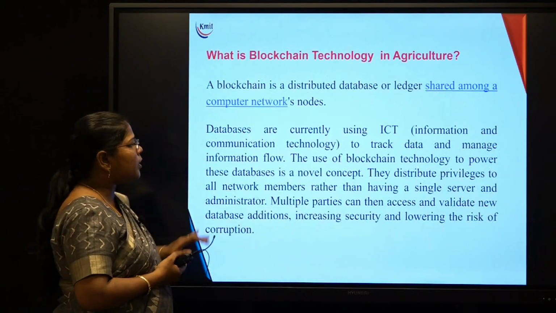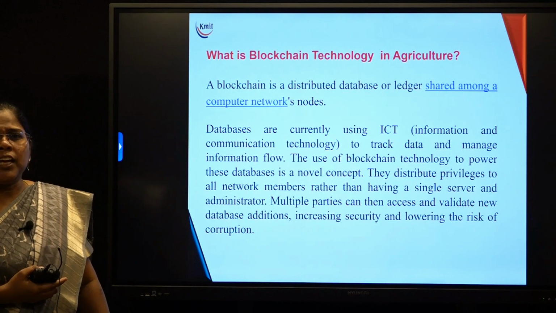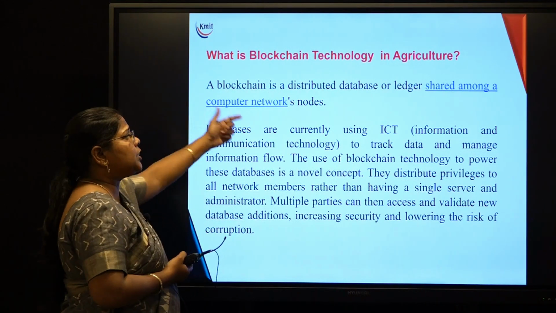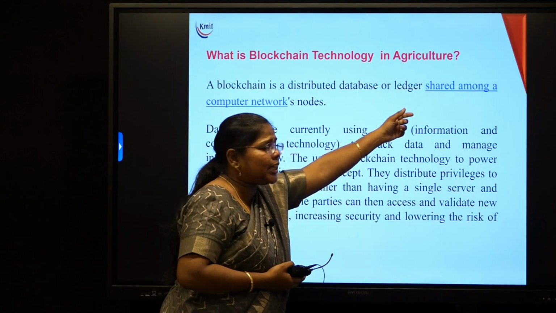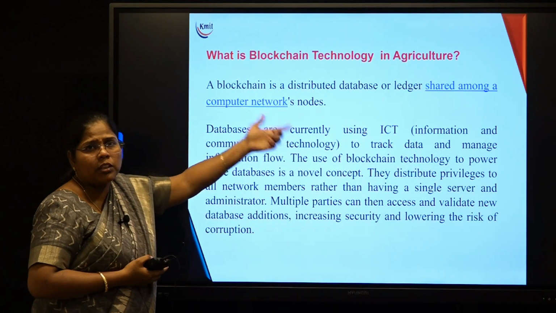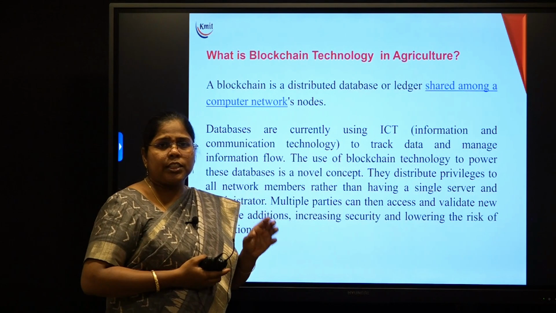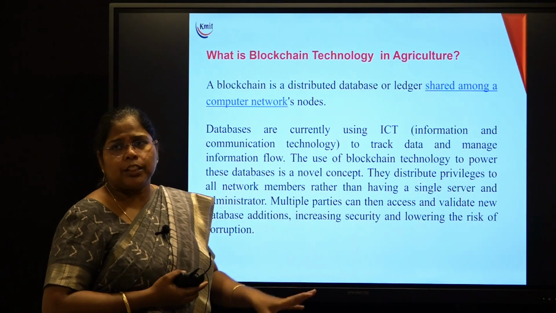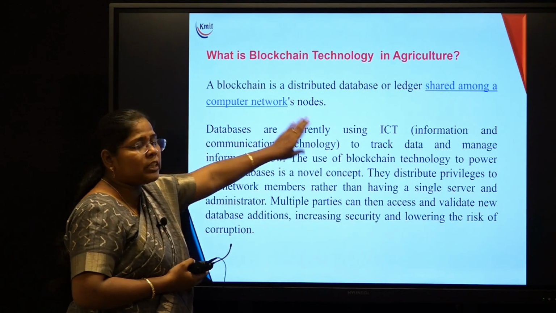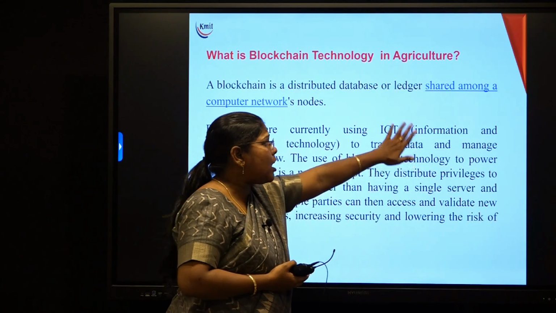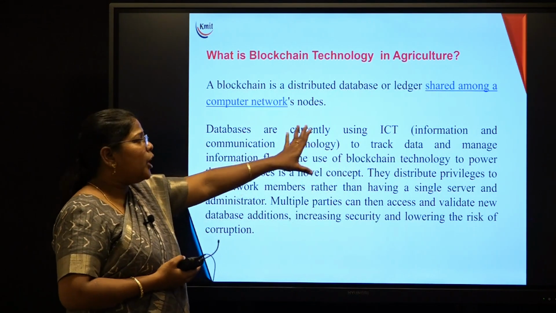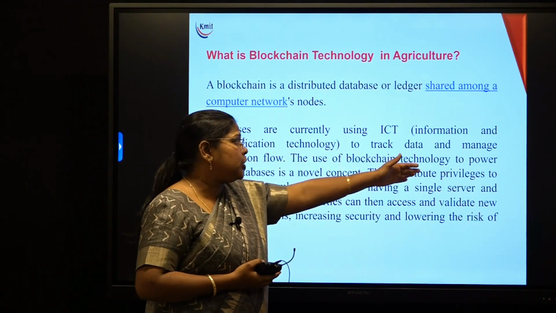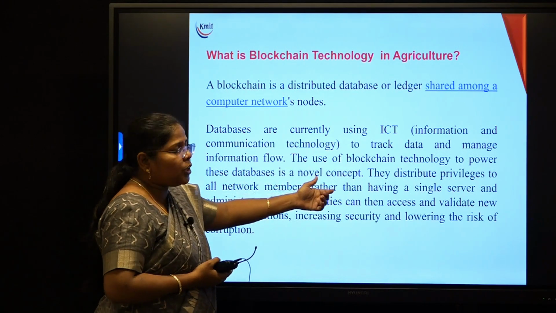In today's topic, we will be studying blockchain in agriculture. A blockchain is a distributed database, or a ledger, shared among a computer network's nodes. So, what is a blockchain? It is a distributed database or ledger created across the nodes of a computer network. Databases are currently used by ICT, information and communication technology, in India to track all the data and manage the information flow. The use of blockchain technology is to power databases in a novel way.